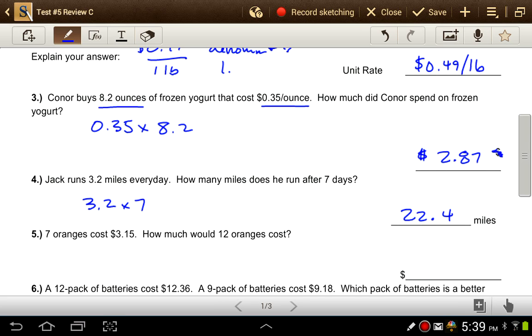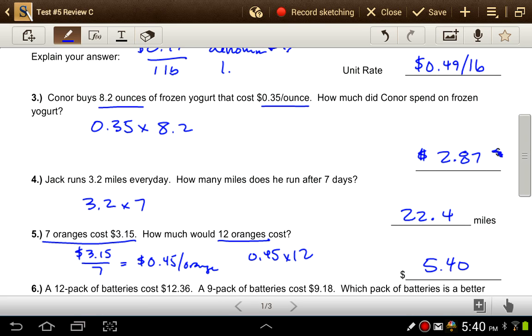Okay. Number 5, the oranges. Well, this time 7 oranges cost $3.15. So I don't know the unit rate. So in order to find 12, I first have to find the unit rate. I do $3.15 divided by 7. That's going to come out to 45 cents per orange. Okay, and then I'm going to take that number, just like I did up above, and I'm going to multiply that by 12 oranges. 0.45 times 12 is going to come out to $5.40. So that's how you do number 5. It's 2 steps. Step 1 is to find the unit rate. Step 2 is to use the unit rate. Okay, I'm going to move on to my next set of questions.